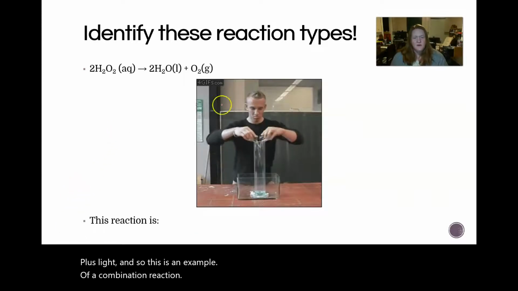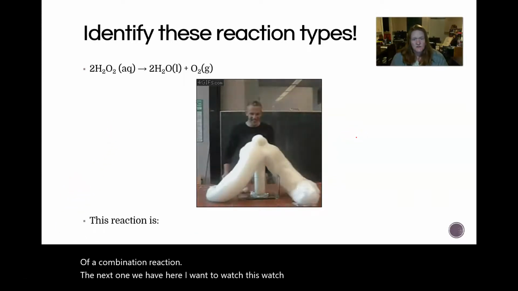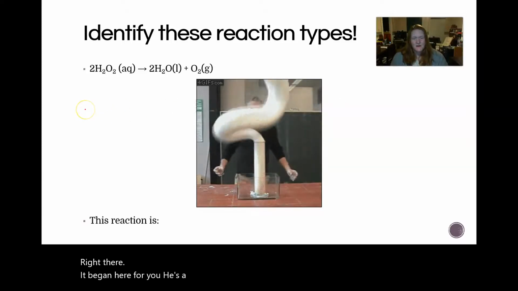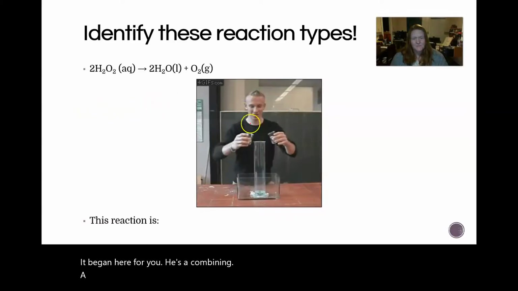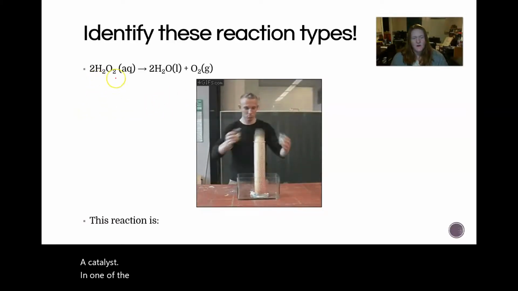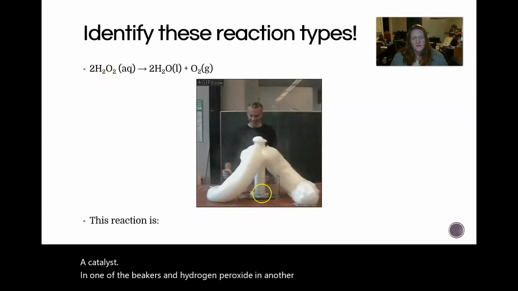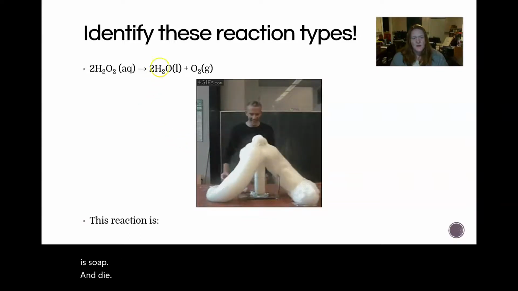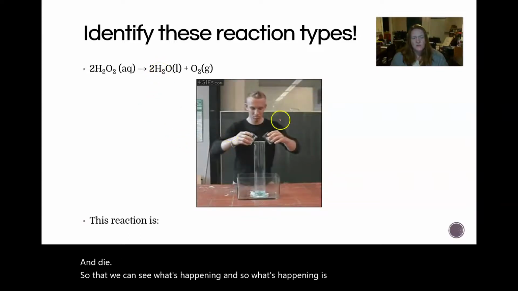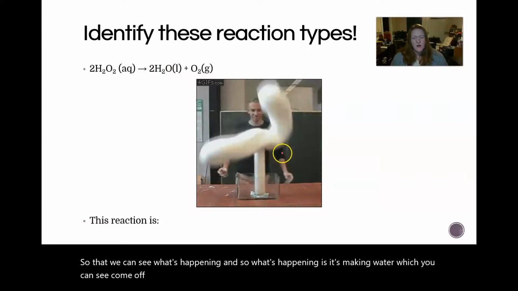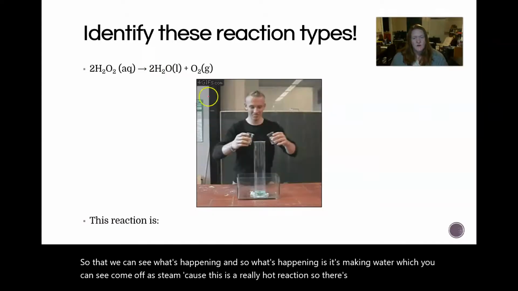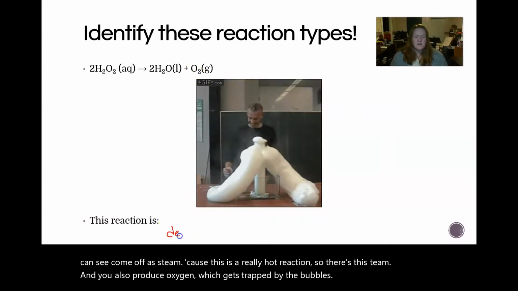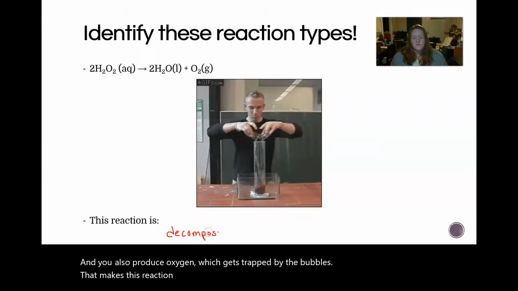The next one we have here, I want you to watch this. Watch his face. Right there. It's going to loop again here for you. He's combining a catalyst in one of the beakers and hydrogen peroxide in another one. And then already in the cylinder is soap and dye so that we can see what's happening. And so what's happening is it's making water, which you can see come off as steam because this is a really hot reaction. So there's the steam. And you also produce oxygen, which gets trapped by the bubbles. That makes this reaction a decomposition.